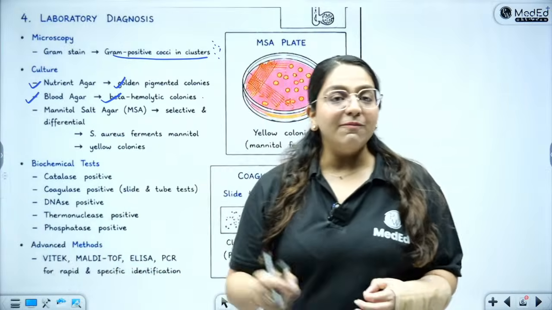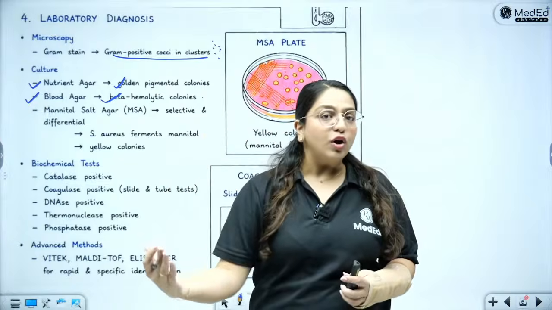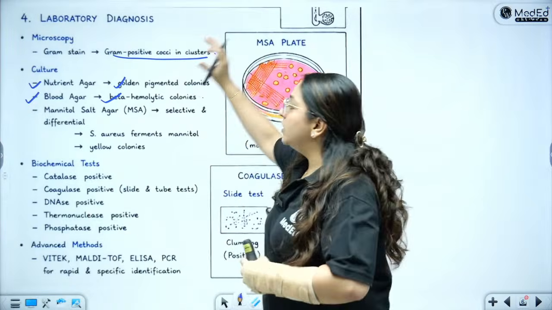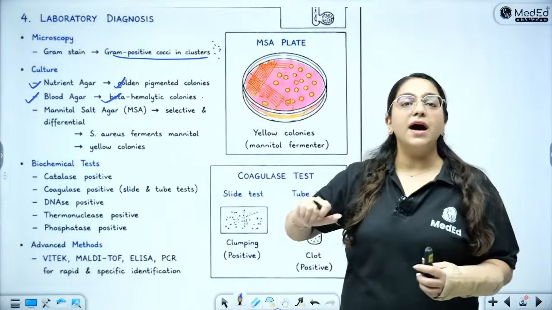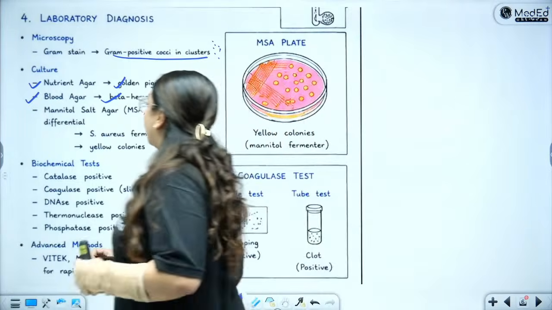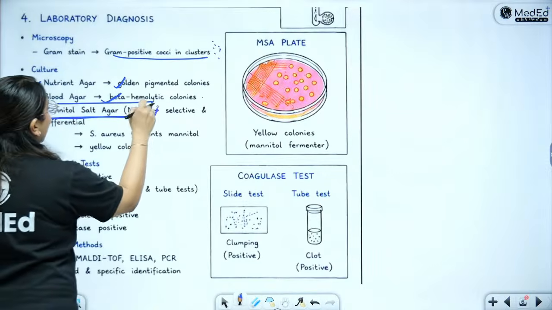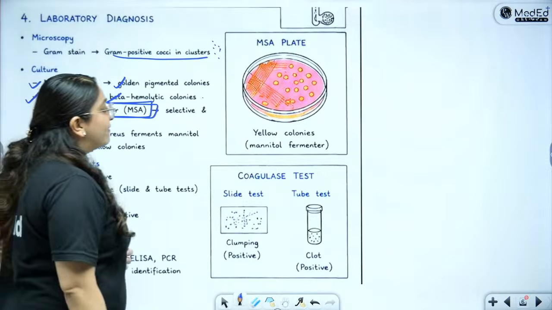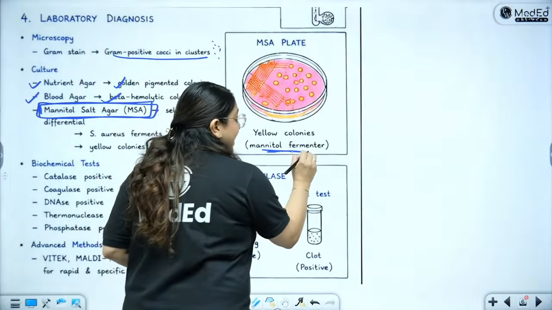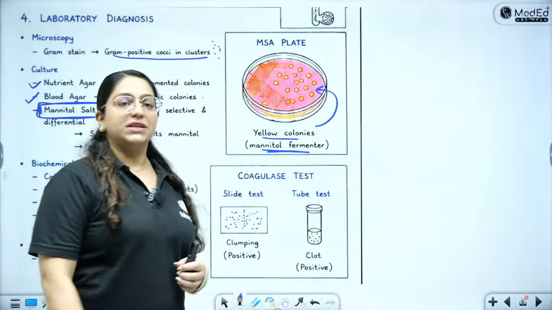Okay? Staph aureus is a non-fastidious guy. So, it will grow on nutrient agar giving me the golden pigment. It will grow on blood agar giving me the hemolytic colonies. Then the selective media for it is the mannitol salt agar, which is MSA, which is selective and differential. So, what does Staph aureus do? It ferments mannitol. Therefore, it gives me these yellow colonies on this pink agar.